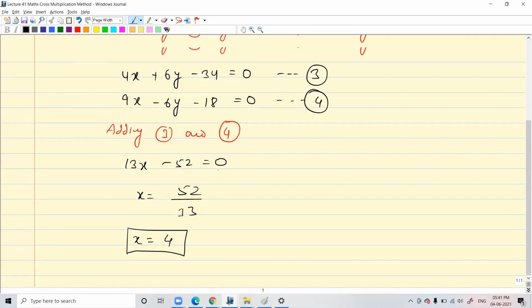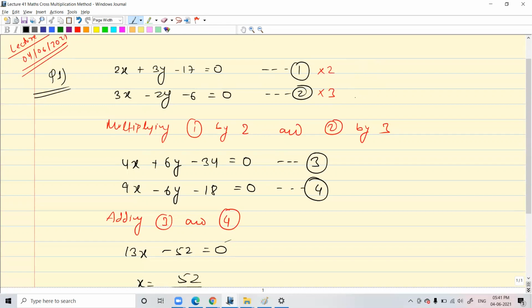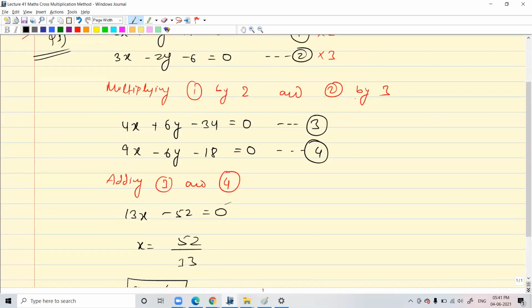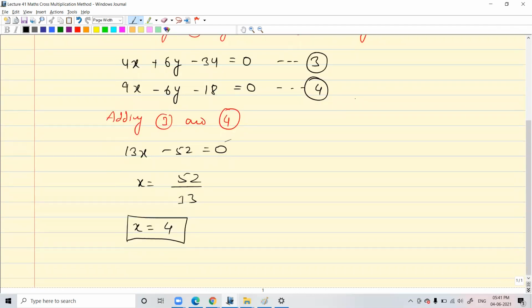Now we can substitute this x equal to 4 in any one of the first or second equation. Don't use the third or fourth. You will get the same answer even if you use the third or fourth, but the numbers will be bigger. So substitute that x equal to 4 either in the first one or the second one. So since it is x equal to 4, I would substitute this in the second one.